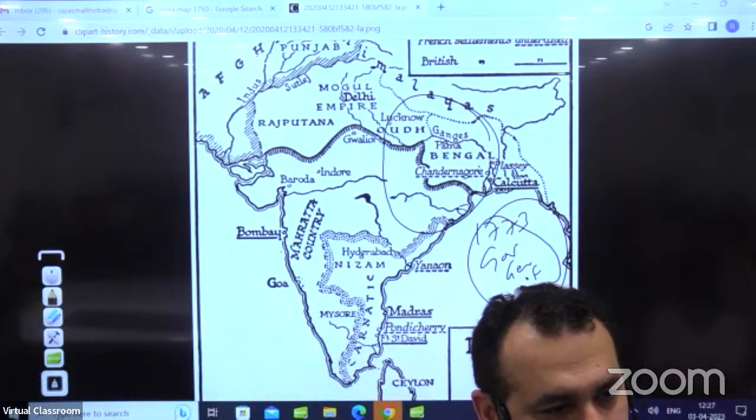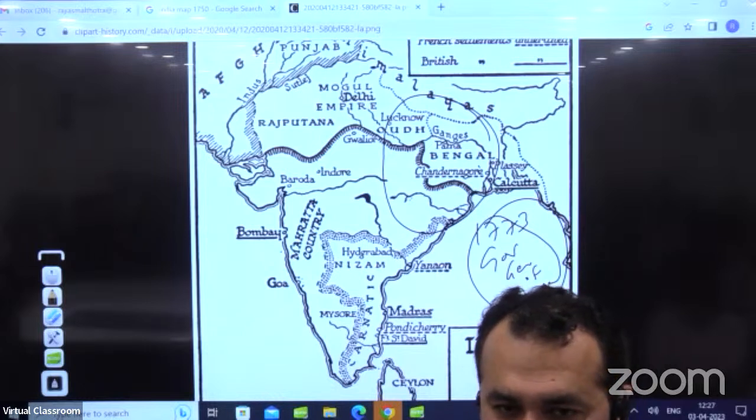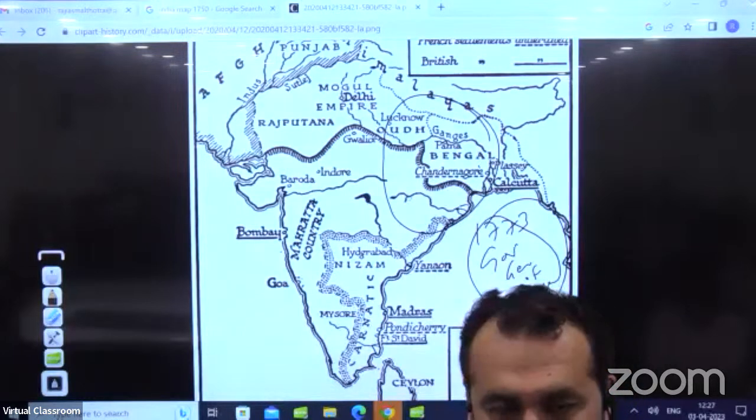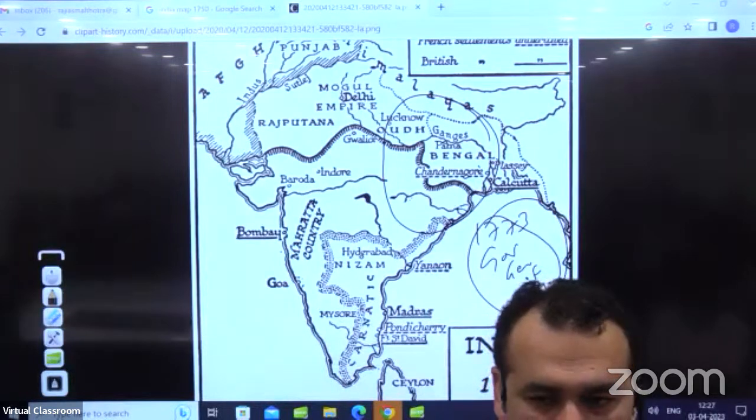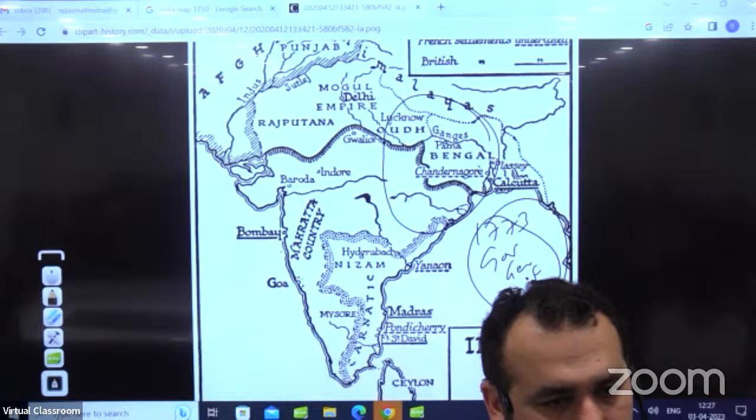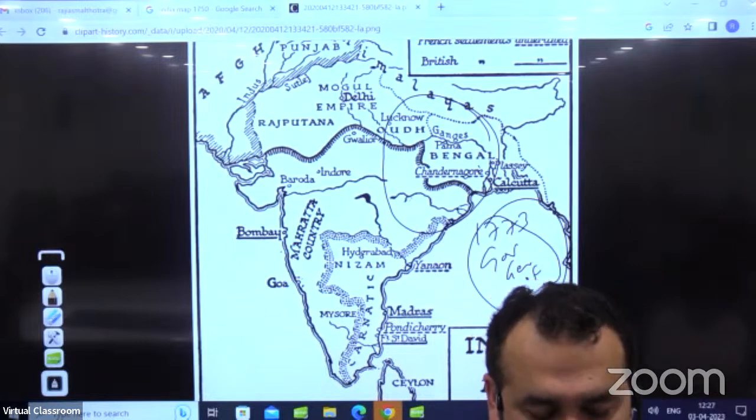So the subsidiary alliance to take care of kings, and then the revenue policy for the profits, and then the administrative setup to have the British sway over India in every possible manner. Now India is in their hands.